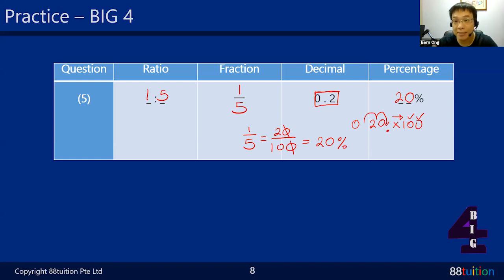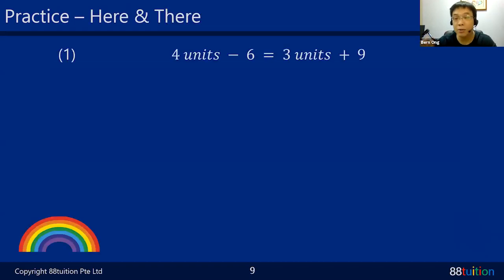So now, beside the big 4, in the normal practice, I always do something called here and there. This one is very important for P5 and P6. You better know this. So here and there means what? Here and there simply means that you have to bring all the same units to one side and push the numbers to the other side.